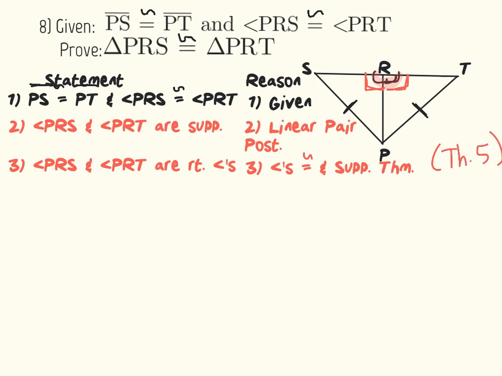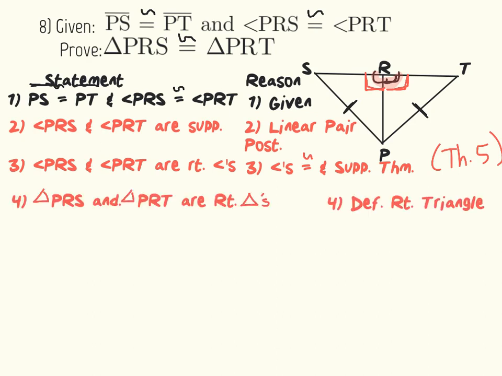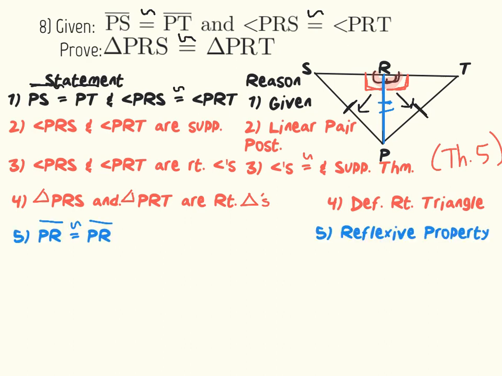Okay, now we have right angles, so we can say we have right triangles. That would be my next step. If we look closer, we would see that the sides opposite the right angles are congruent. So we have the hypotenuse. Now we just have to get a leg to be the same. If we look at the way these triangles are situated, they are joined right here by this line in the middle, and that would be a reflexive property. So I say PR is congruent to PR by the reflexive property. Now I have a leg that's congruent.